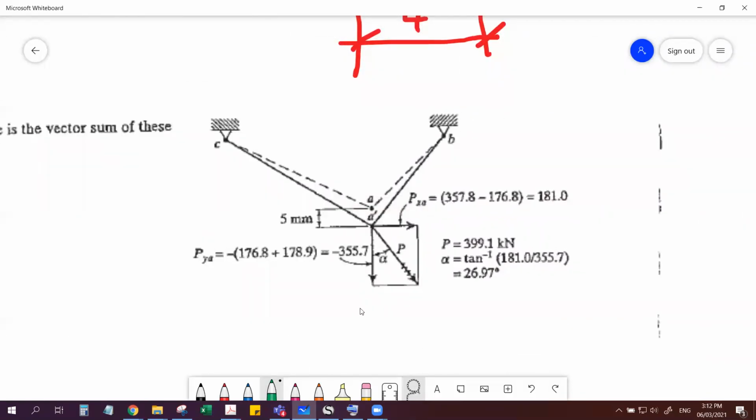So by equilibrium, combine all those forces. Okay. And we got for PYA negative 355.7, for PXA 181. And that is oriented 26.97 degrees. Okay, so that's it.